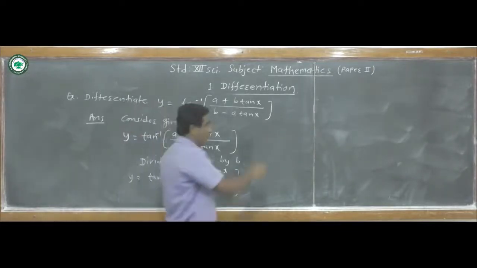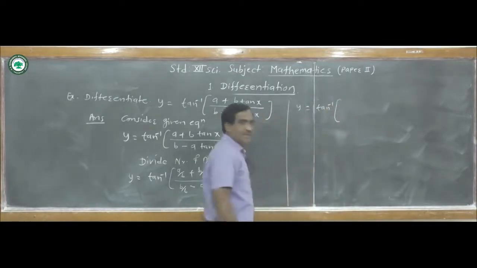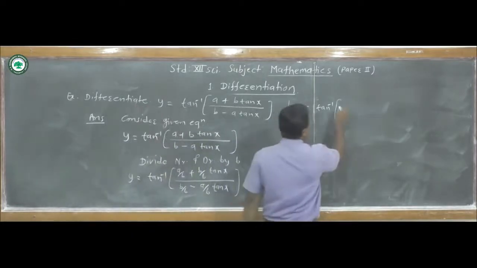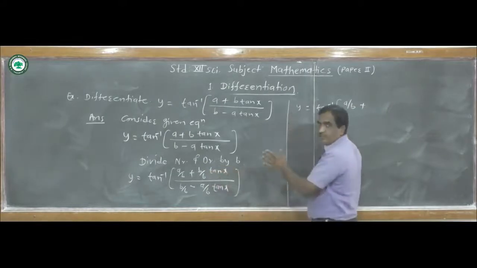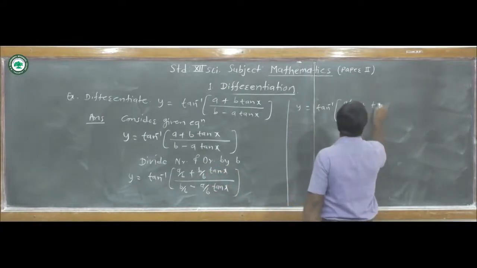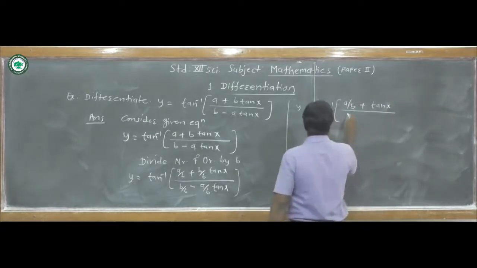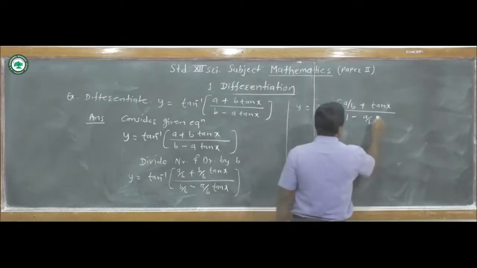That is, y is equal to tan inverse of here a upon b as it is, a upon b plus b upon b is equal to 1 into tan x upon b is 1 minus a upon b into tan x.